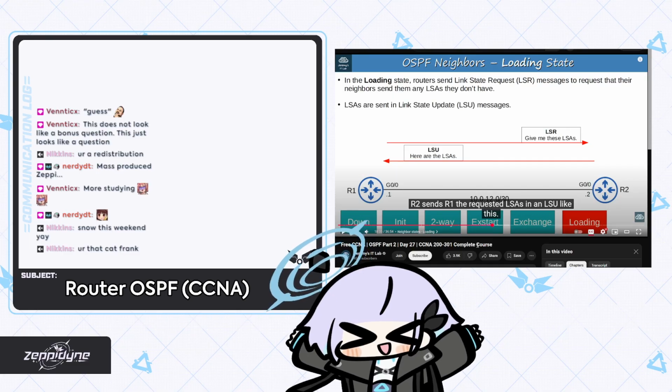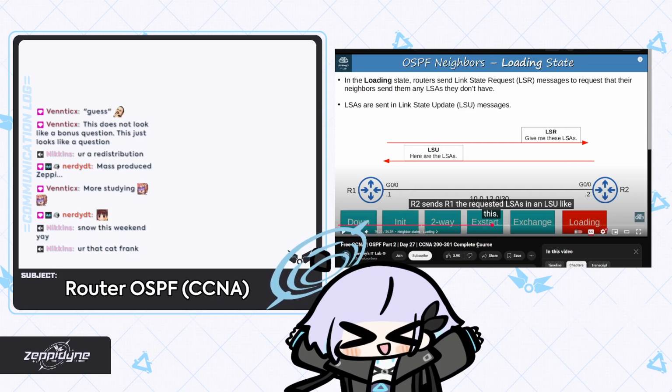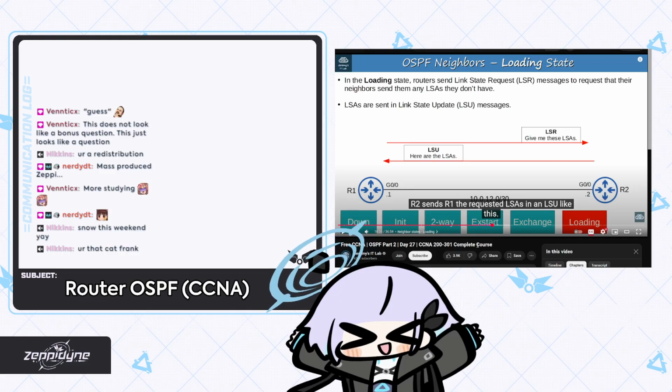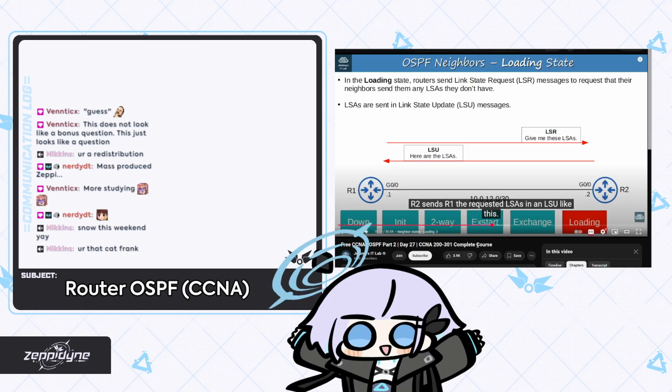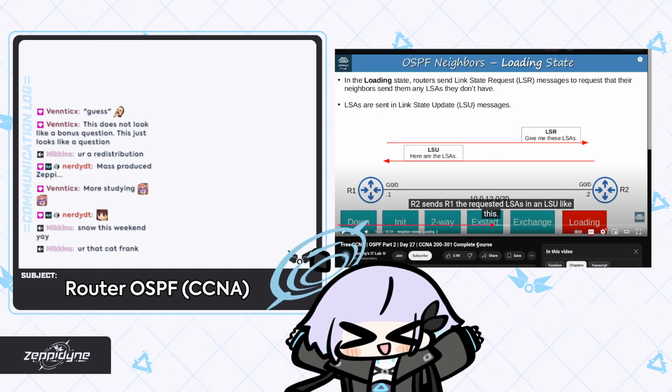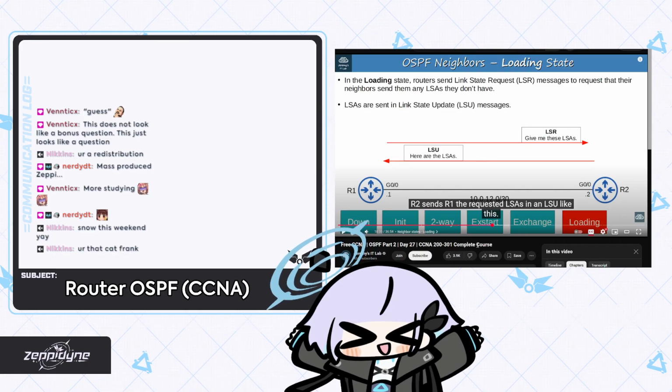Wait, those are LSRs. Basically in the exchange phase, whatever LSAs that they haven't seen before, they're just going to request straight up? Is that what's happening? I guess so. Because the way it works is that OSPF interconnects all of the routers that are configured for OSPF, so it should work like that. Just completing the information that they need and want, right?